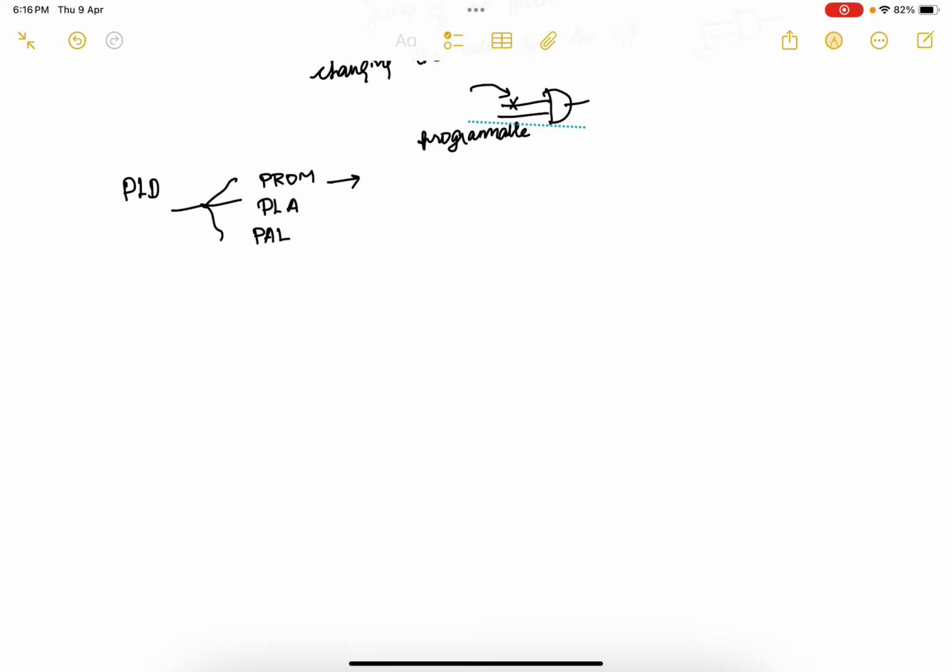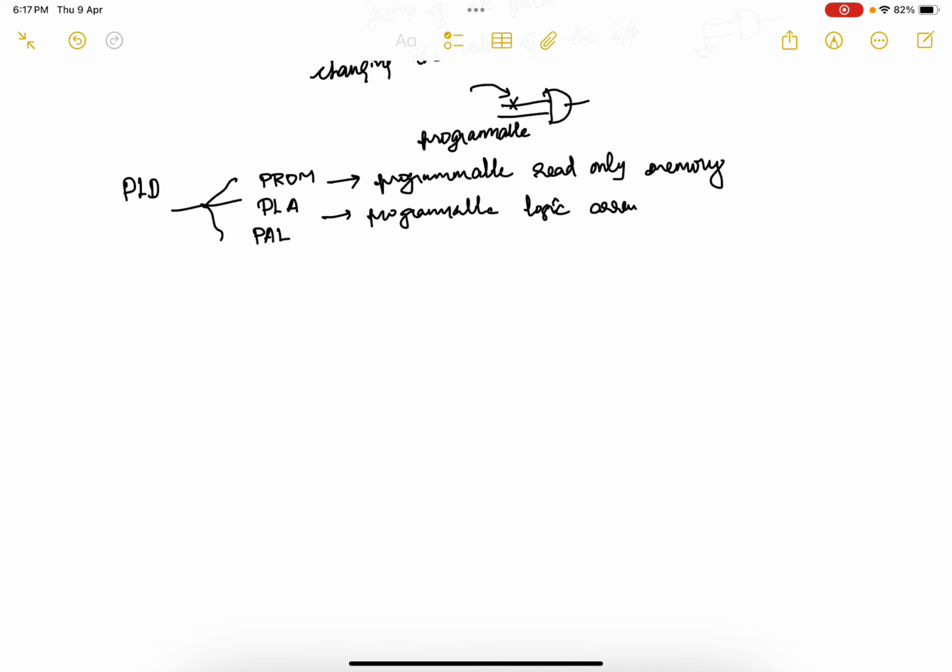PROM stands for programmable read only memory, PLA stands for programmable logic array, and PAL stands for programmable array logic. You want to know what the difference is between these three types.